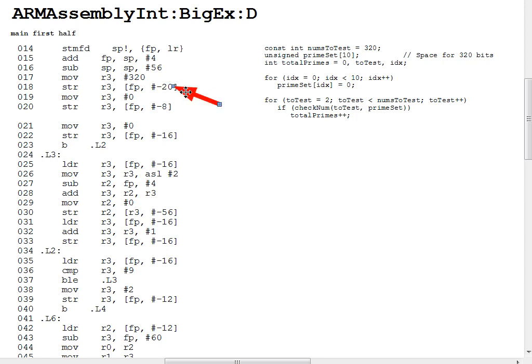From the stack frame code, it looks like nums to test is going into FP minus 20. We're obviously setting that to 320, so that's got to be nums to test.